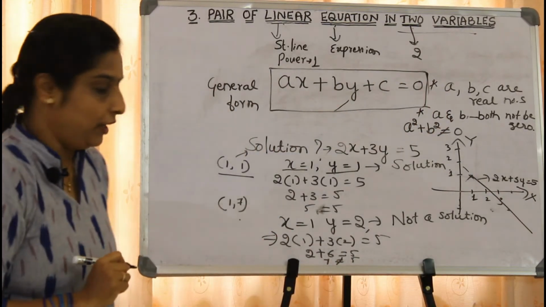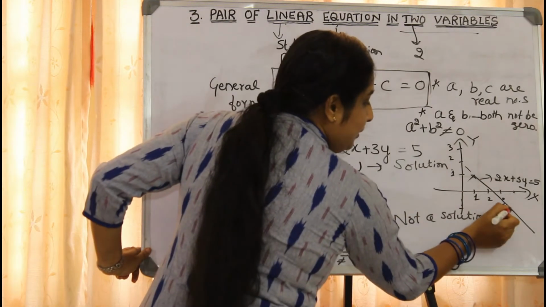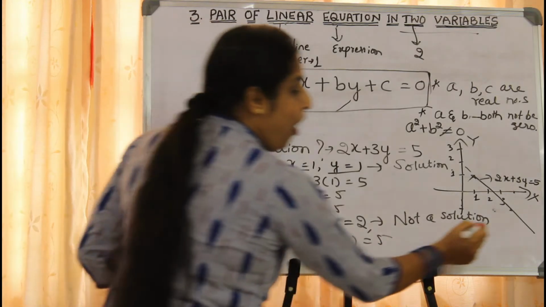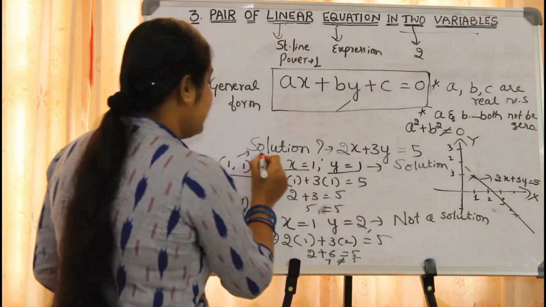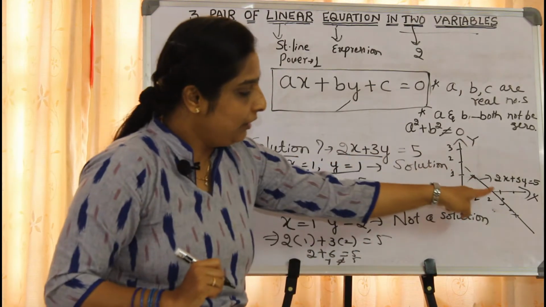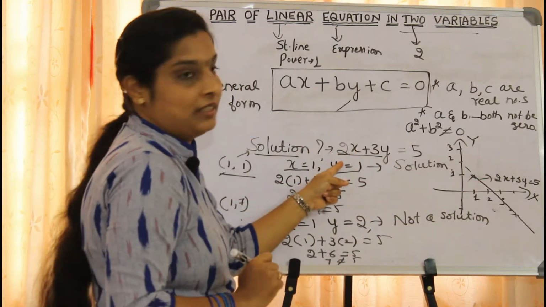Y is equal to 5. So this point actually is on this line. So all the points which are on this line, they are all solutions of this equation. So all the points which lie on this line are called solutions of this equation.